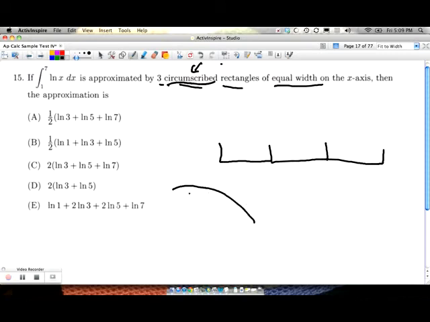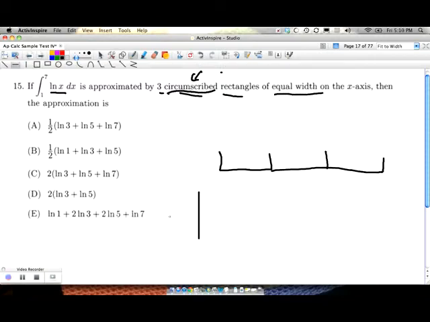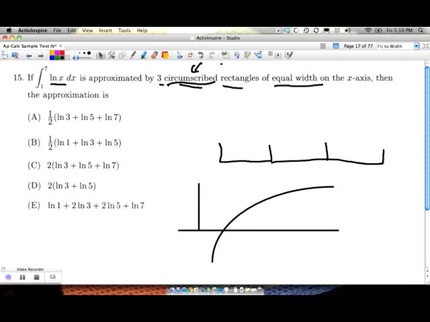Okay, circumscribed is when you have a curve and the shape is inside. So I have this function here, natural log of x, and hopefully you're thinking about a picture that looks like this. And if we're going from 1 to 7, that means we're in the range from here. From 1 to 7 is going to be something like this.